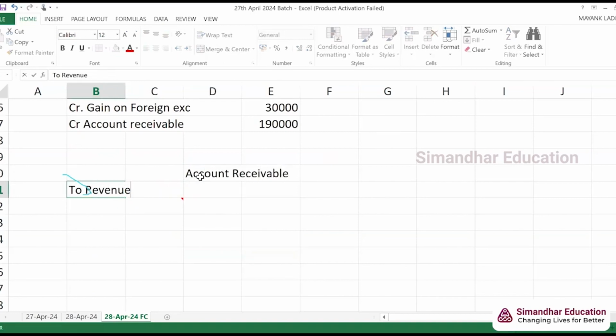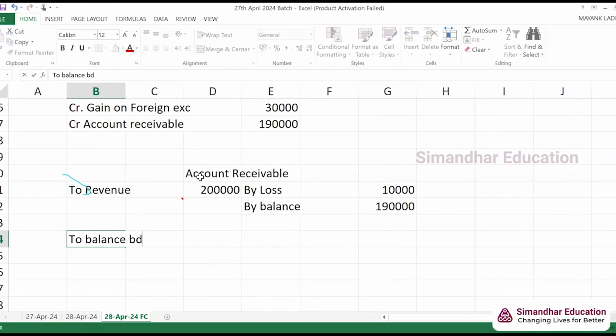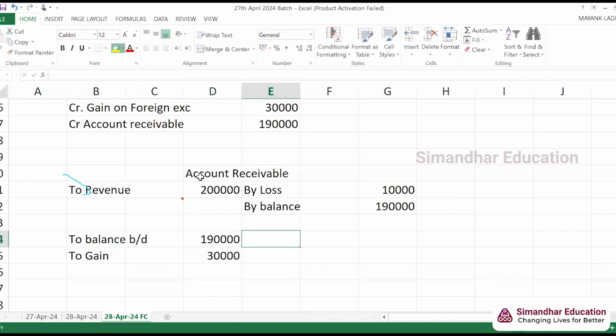To revenue 100,000, by loss 10,000, by balance 190,000, to balance brought down 190,000, gain 50,000, by bank 20.